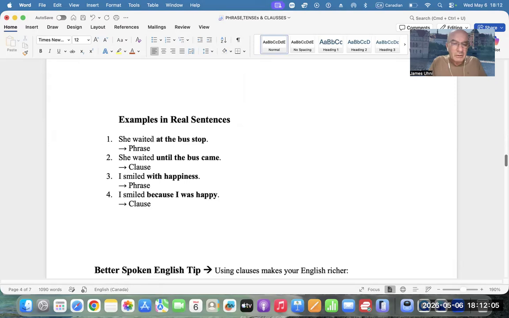She waited at the bus stop. This is a phrase, but the sentence is complete. She waited until the bus came. This is a clause. She waited, it's an independent clause. Until the bus came, dependent clause. But if you compare these two sentences, they say exactly the same thing.